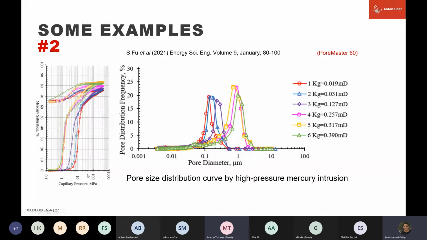Okay, so increasing pressure, this is on a log scale, and here everything's been normalized. So it's going up, intruding and extruding. You can see how much entrapment there is in these samples. Huge amount of entrapment in these particular samples.